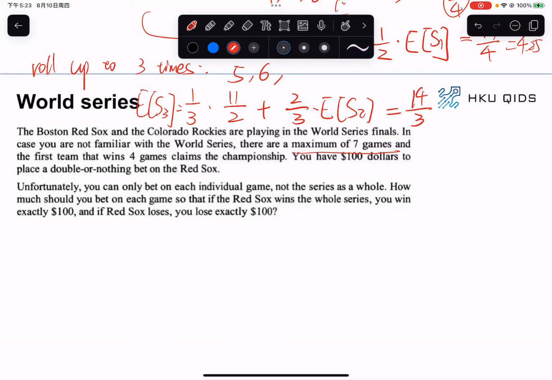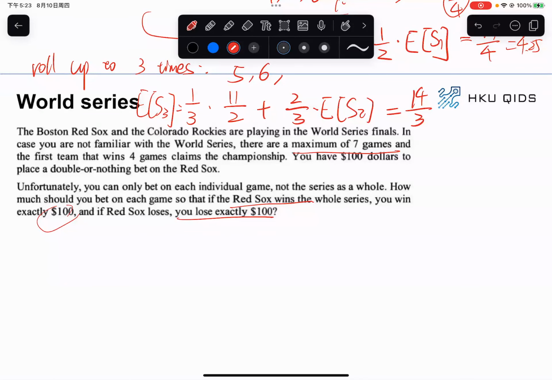So basically, 7局4胜. The first team that wins 4 games claims the championship, and you are going to have $100 to place a double or nothing bet on the Red Sox. But unfortunately, you can only bet on each individual game, not the series as a whole. So we already know that if Red Sox win, I'm going to win exactly $100. But if Red Sox loses, which means the Colorado Rockies win, I'm going to also lose exactly $100.